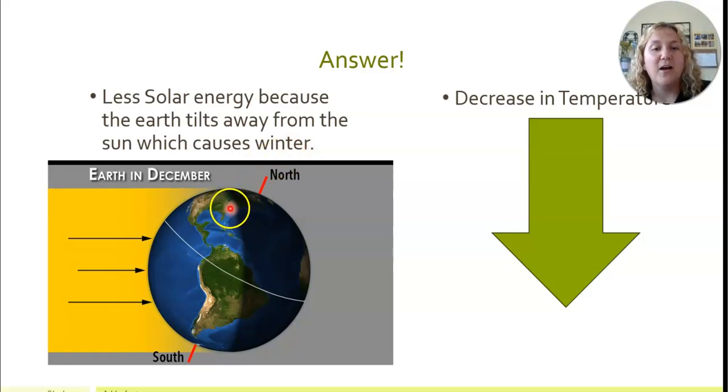So if you look, Pennsylvania would be right up around here, and in the wintertime we're not getting the direct sunlight, so therefore we're getting less solar energy, and because of less solar energy we have a decrease in temperature, and that's why we see more solid forms of water around our environment like snow and ice on those wonderful winter days.